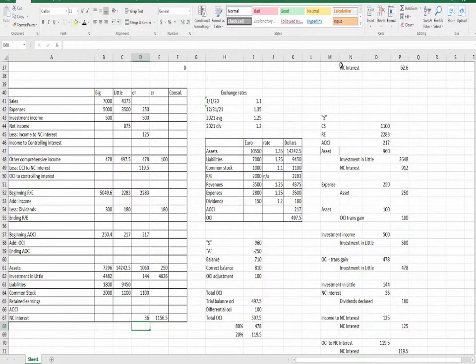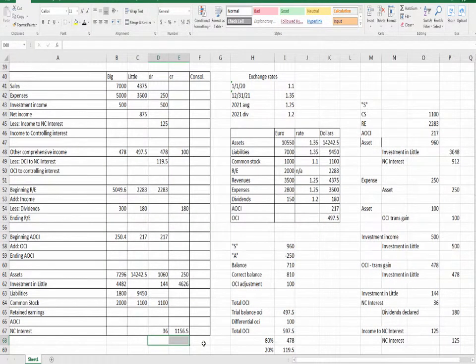Okay, and again, just to feel a little bit more comfortable, I'm going to sum up my total debits, make sure they equal my total credits, and that's good. Those are equal. That makes me happy. Okay, let's go ahead and work through our worksheet now.